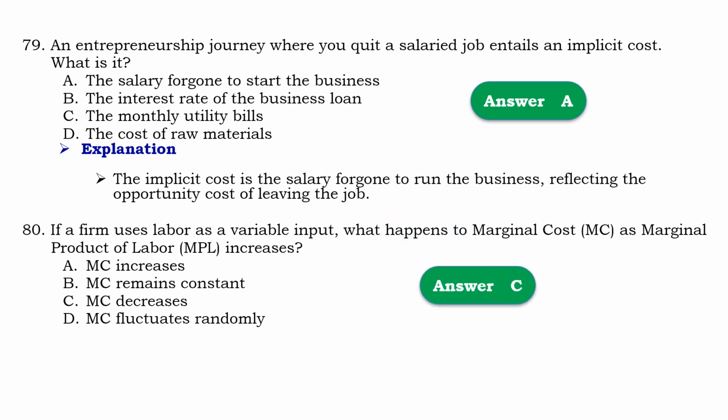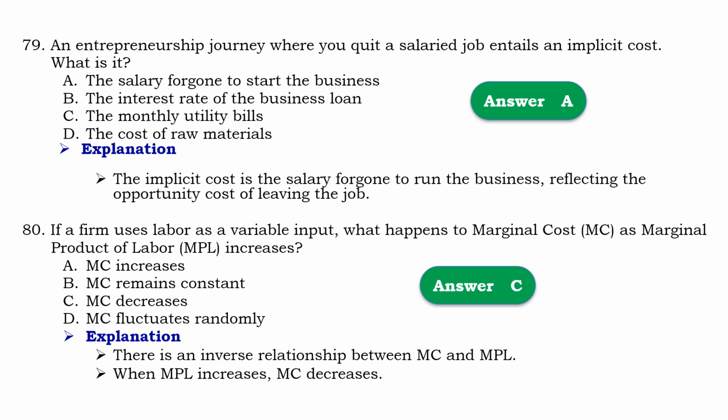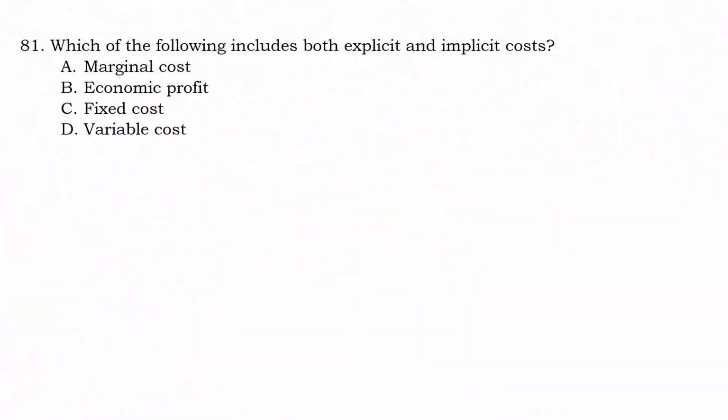So that should be C, marginal cost decreases. Means that there is an inverse relationship between marginal cost and the marginal product of labor. When marginal product of labor increases, marginal cost decreases. Question number 81. Which of the following include both explicit and implicit cost?